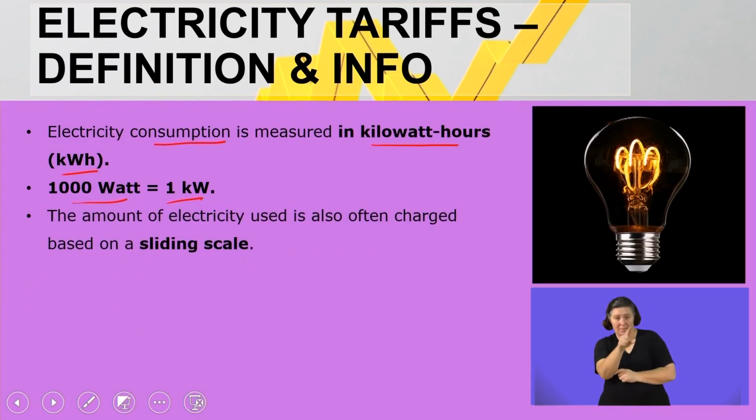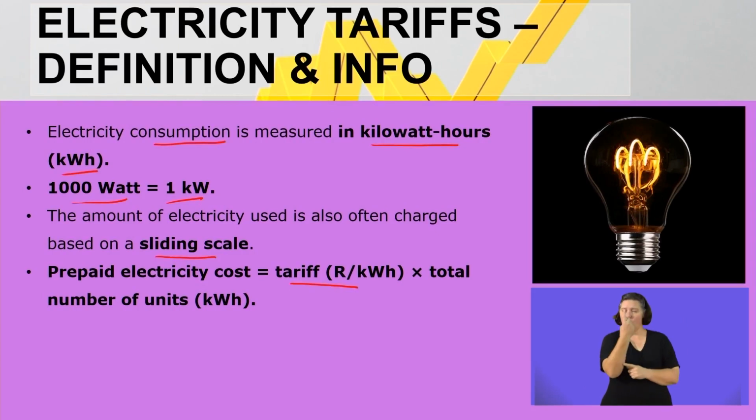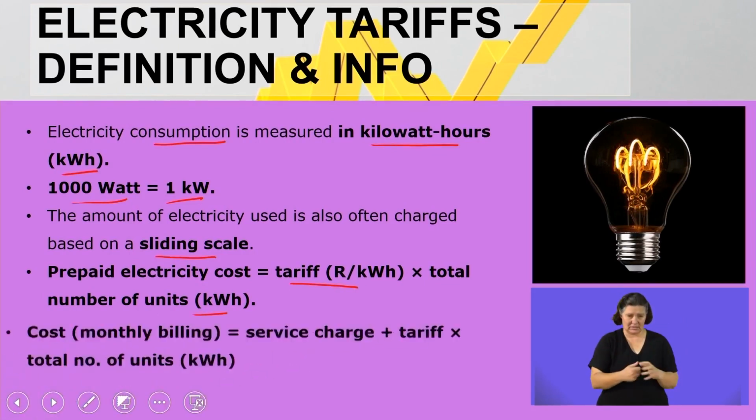Therefore, we should also remember that the amount of electricity used is often charged at a sliding scale, and we'll be looking at this as we move on with our lesson. Then we'll be looking at prepaid electricity cost. How do we calculate it? We take the tariff, that is now rand per kilowatt hour, multiply by the total number of units, that is now your kilowatt hours of electricity, right?